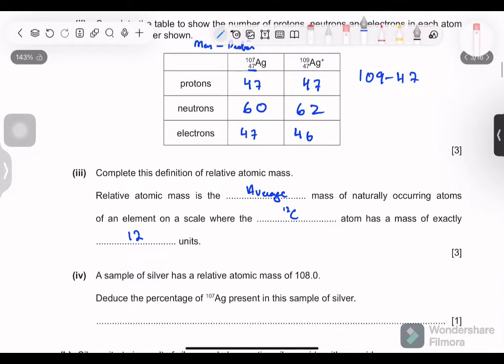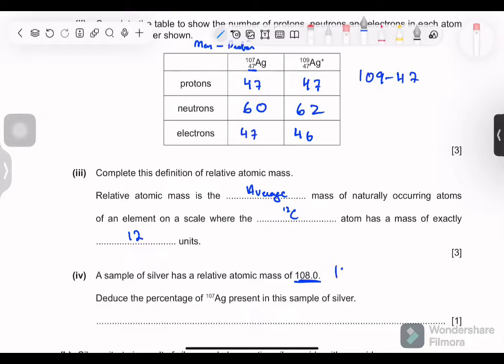Okay, so the percentage. If you notice, 108 is exactly in the middle of 107 and 109. So this means that they're both present in equal amounts, 50-50%.